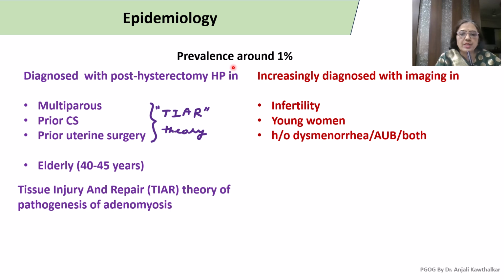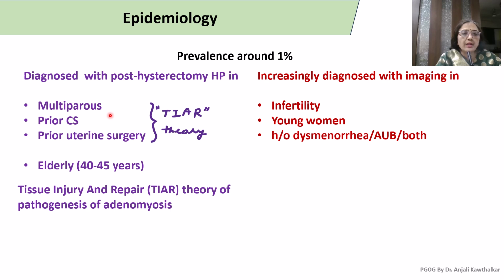The prevalence of adenomyosis, which has been given by various researchers, is around 1% of the general population. Previously, it was diagnosed after hysterectomy on the basis of histopathology for many years, but in the last few decades, it is being diagnosed increasingly with imaging, such as ultrasonography and MRI, which is helping us to diagnose this entity before doing a hysterectomy.